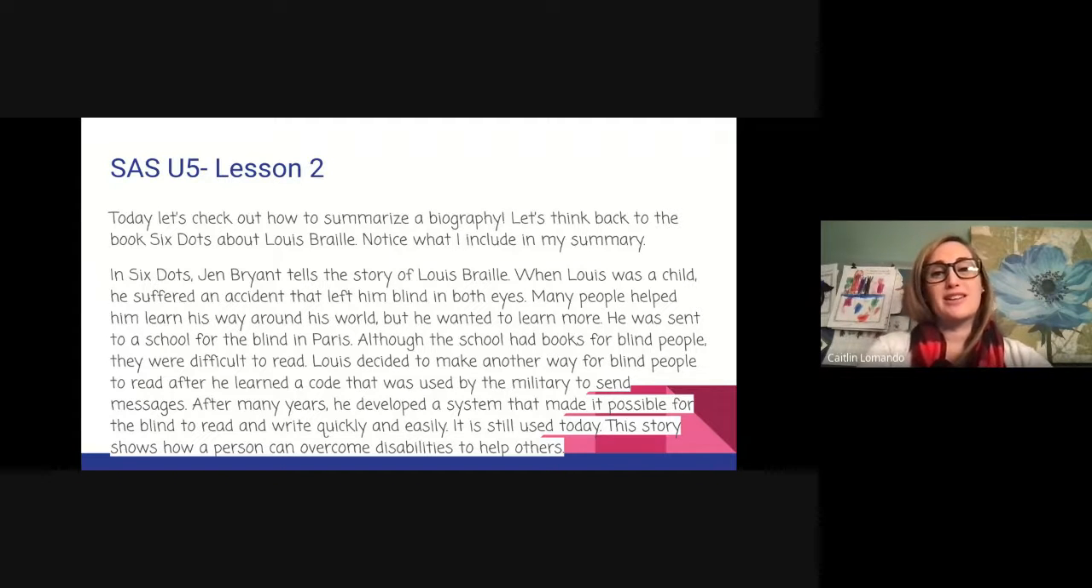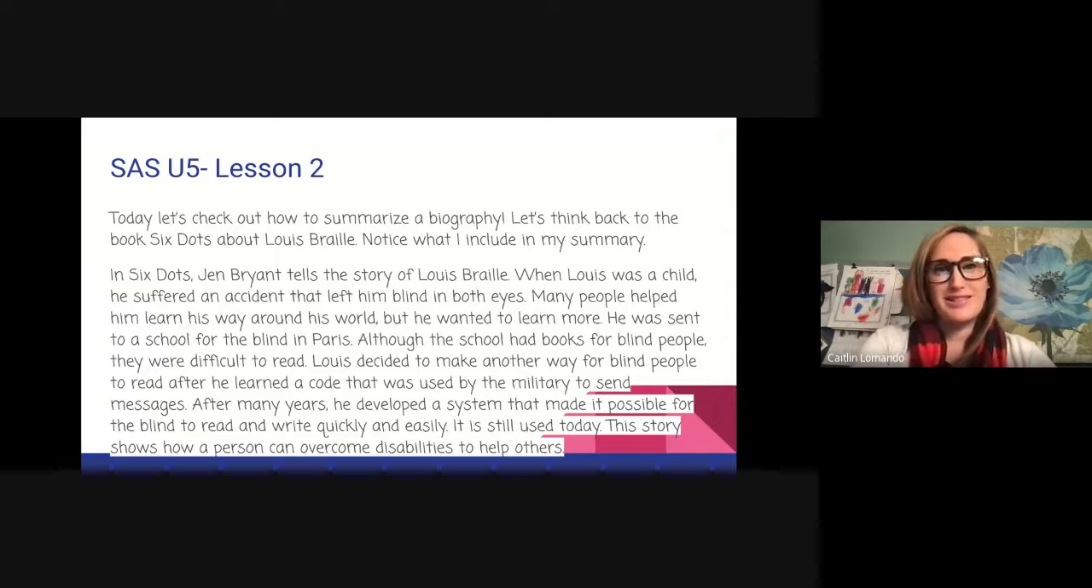Louis decided to make another way for blind people to read after he learned a code that was used by the military to send messages. After many years, he developed a system that made it possible for the blind to read and write quickly and easily. It's still used today. This story shows how a person can overcome disabilities to help others.